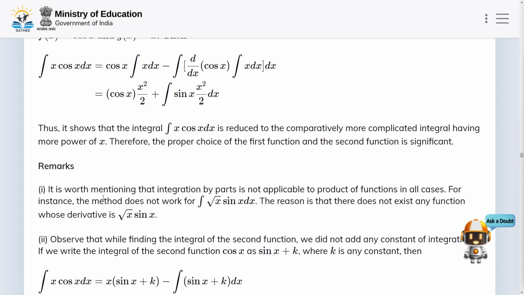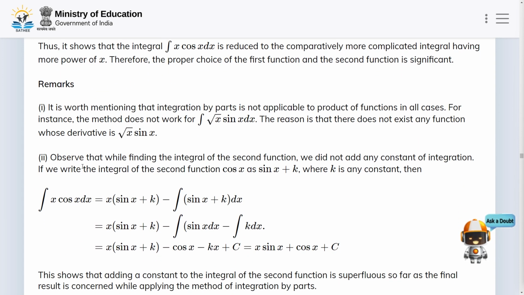It is worth mentioning that integration by parts is not applicable to the product of functions in all cases. For instance, the method does not work for the integral of root x sin x dx. The reason is that there does not exist any function whose derivative is root x sin x.